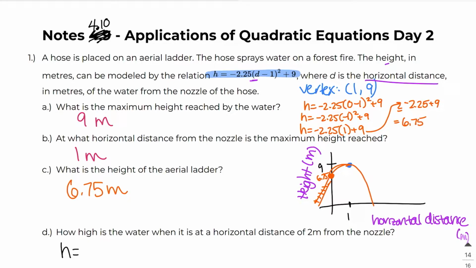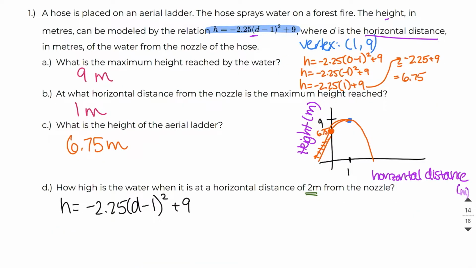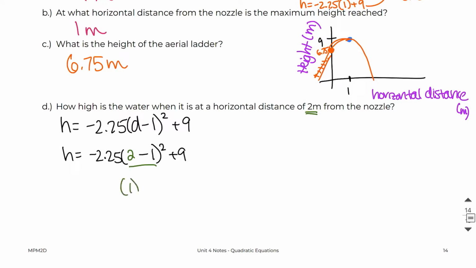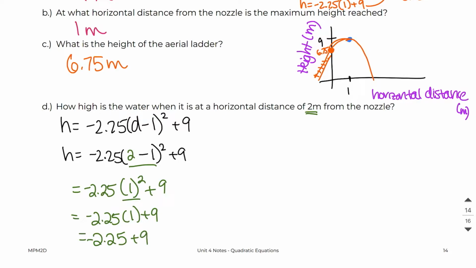The first way is that I can just replace the horizontal distance, the d value right here, with a 2. Let's take a look at what that would look like. So h equals negative 2.25 times 2 minus 1 squared plus 9. I put a 2 in, and then 2 minus 1 is 1, and 1 squared is also 1. Negative 2.25 times 1 is negative 2.25. Add the 9 to it, and you end up getting 6.75 meters.